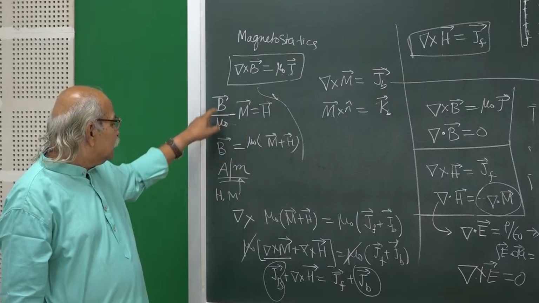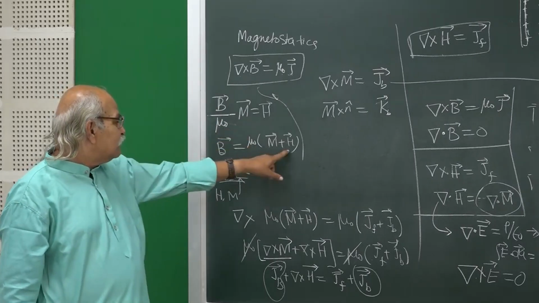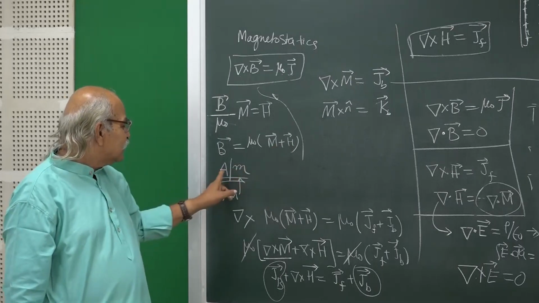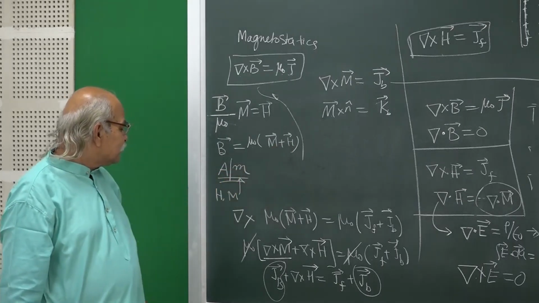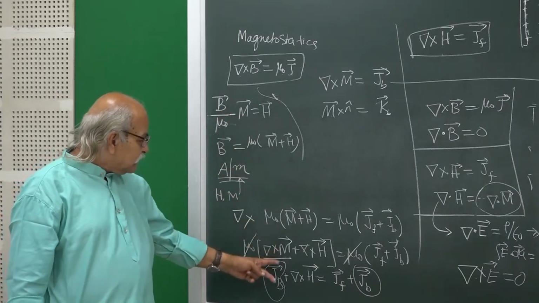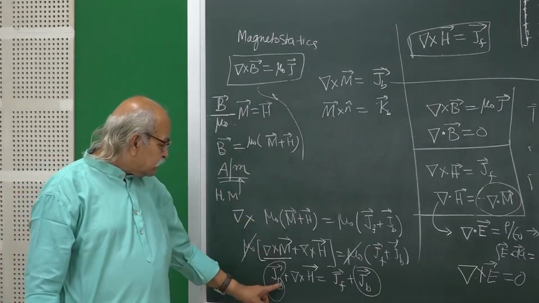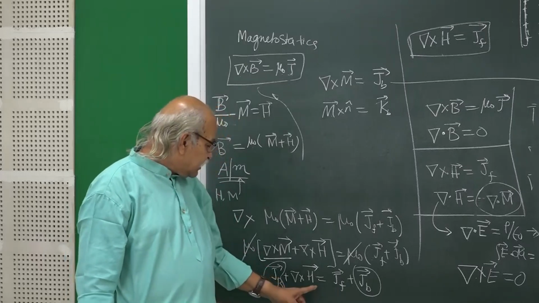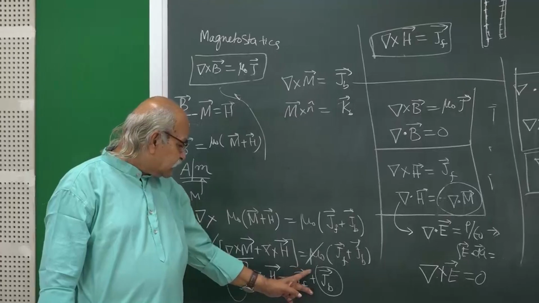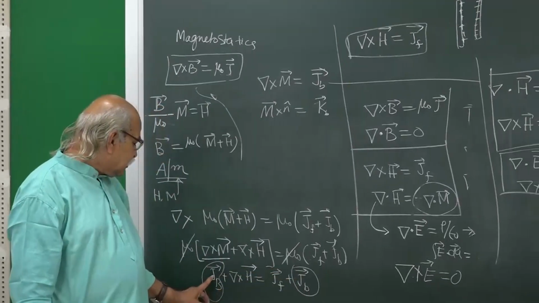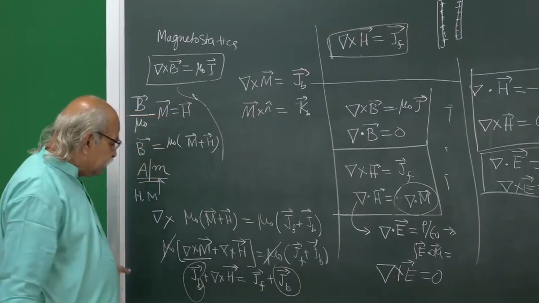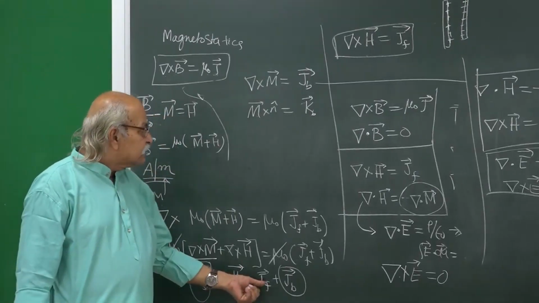And B you can write as mu naught times M plus H, the dimensions are same and the SI unit is ampere by meter. And then with this H, if I do some algebra, we find that this part cancels out and we have this curl of H is equal to J_F. This is bound current here, this is bound current here, and curl of H is J_F.